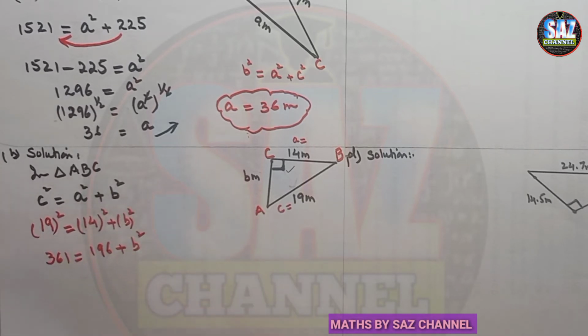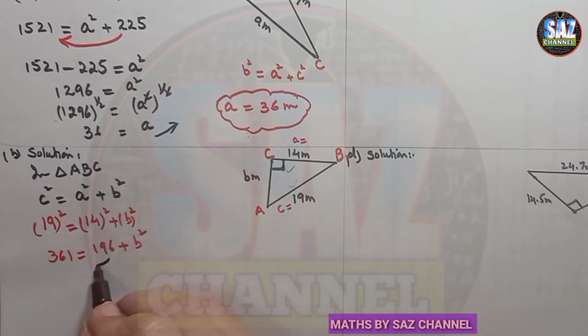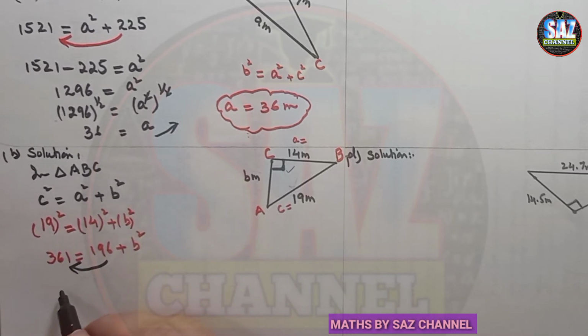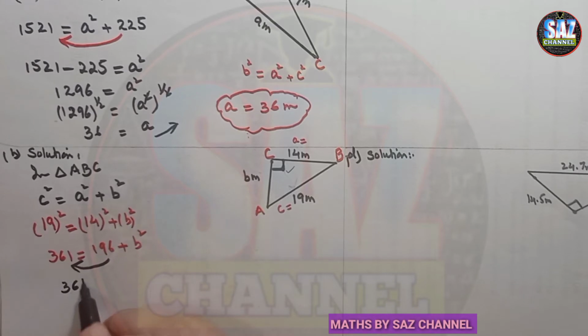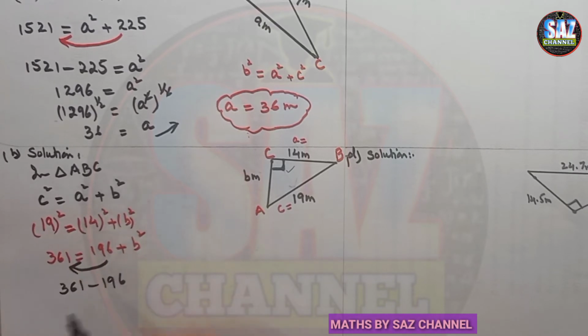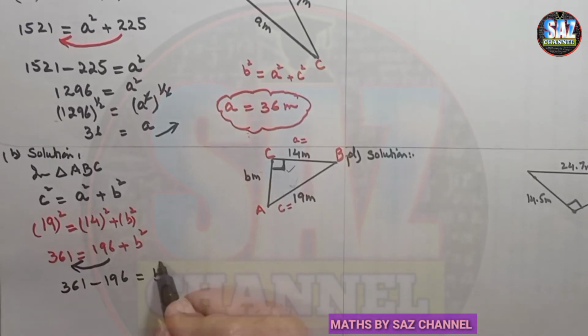Now we have to keep B on the same side and shift 196 to the other side and solve this simple equation. 361 minus 196 equals B square.